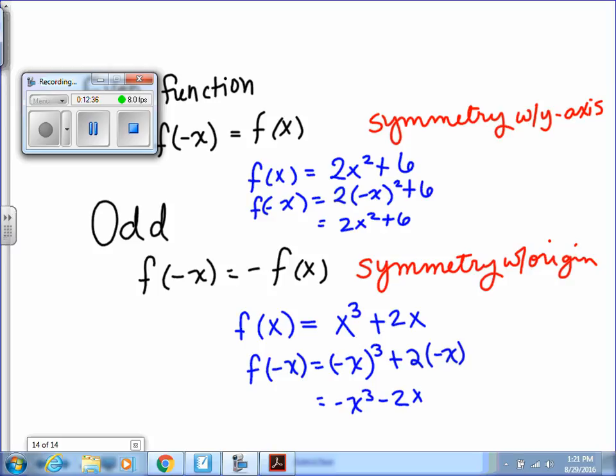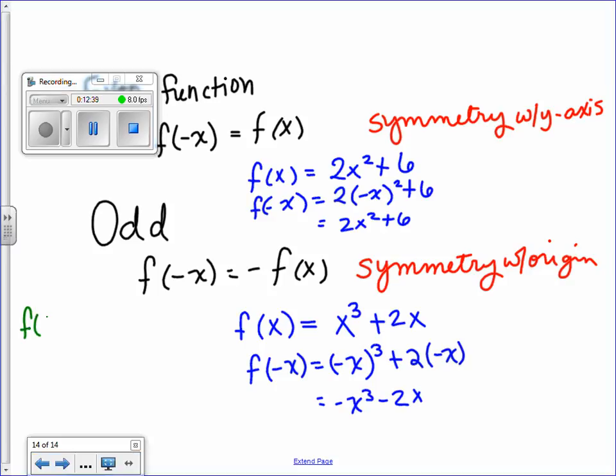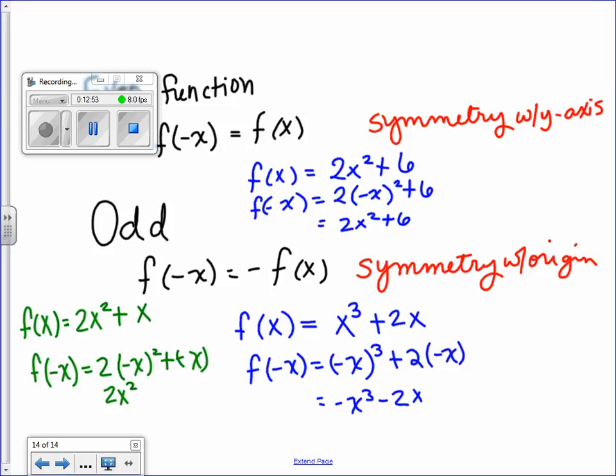They can be neither. If I put a negative in here, that's going to be 2x squared minus x. One side changed and one side didn't, so this is a neither. I'll let you get that written down. Let me pause it.